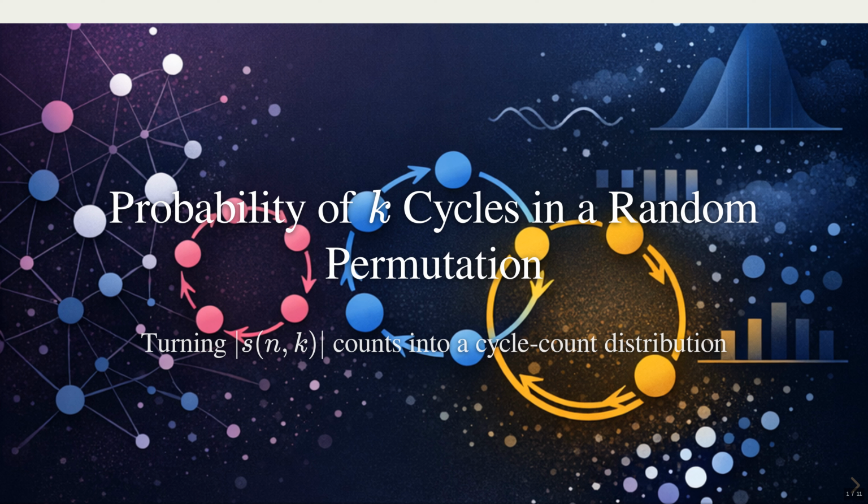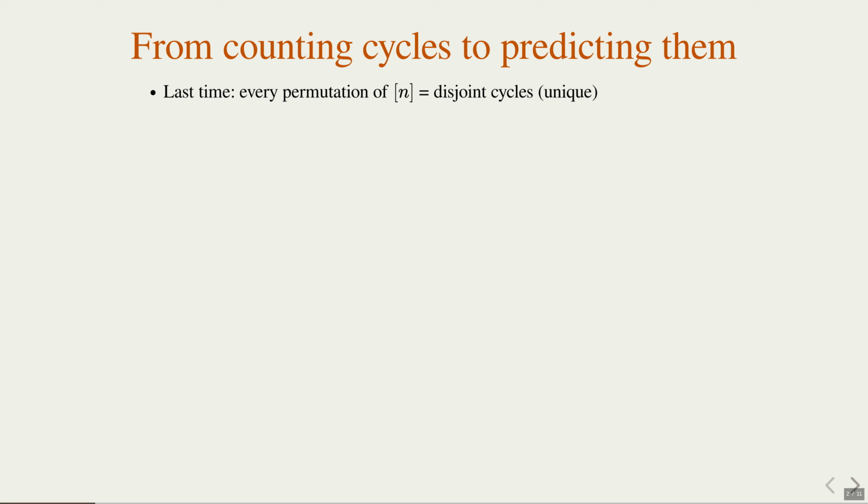Welcome, everyone. Today, we will explore how Stirling number counts become probabilities for exactly k cycles in a random permutation, with a hands-on example for n equals 5. When you shuffle, encrypt, or randomize, you are secretly sampling a permutation, and one simple question matters. How many cycles does it typically break into?